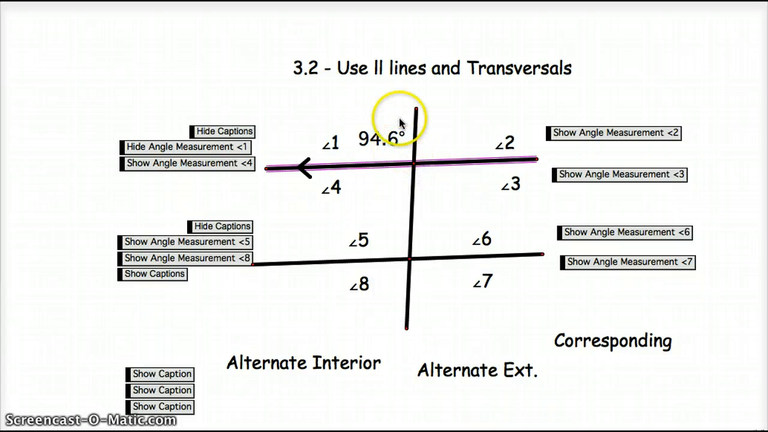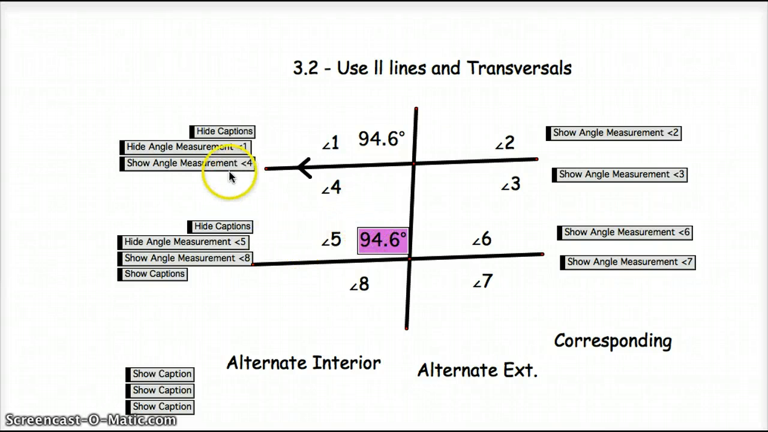So that being said, what can you tell me about 1 and 5? They are corresponding angles, first of all. And corresponding angles, if you said this is 94.6, when I move that line down, it kept the same angle, so measure of angle 5 should be 94.6. So these two angles are corresponding, and they're both 94.6.